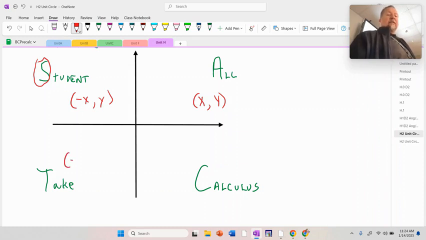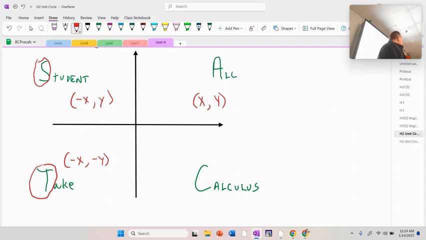And then in this quadrant, isn't it -x, -y? What's a negative over a negative? So what does T stand for? Tangent. That's who's positive in quadrant 3. Oh, and who else?